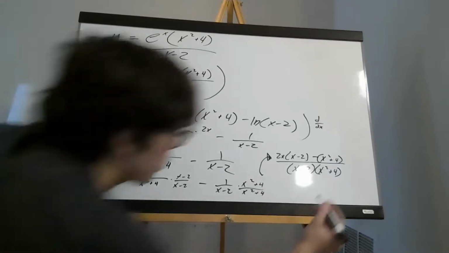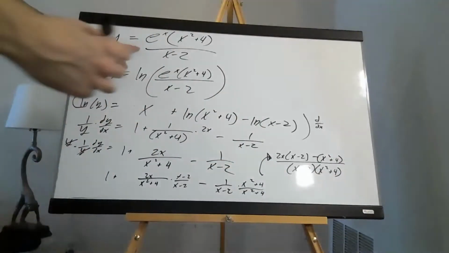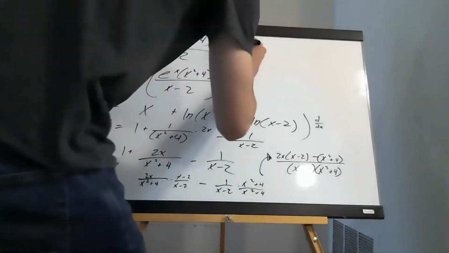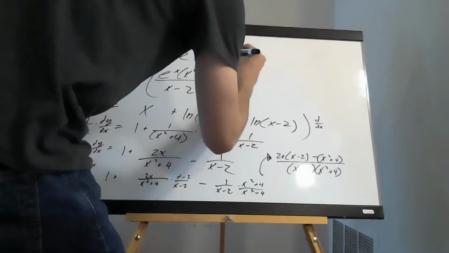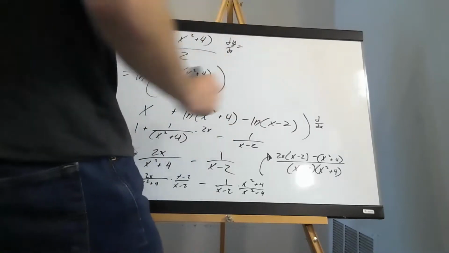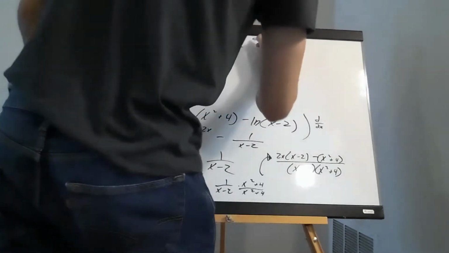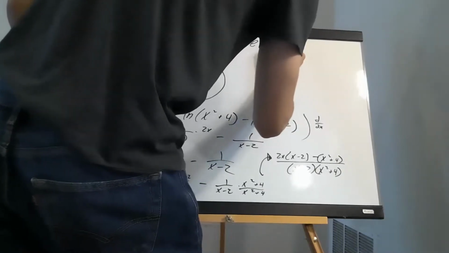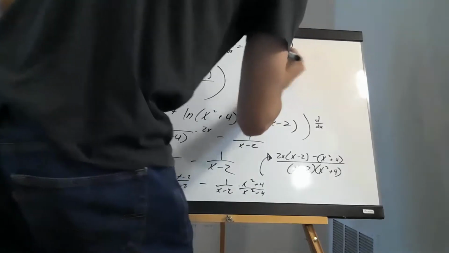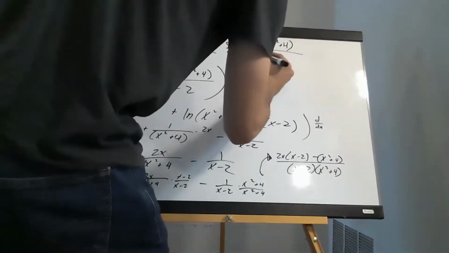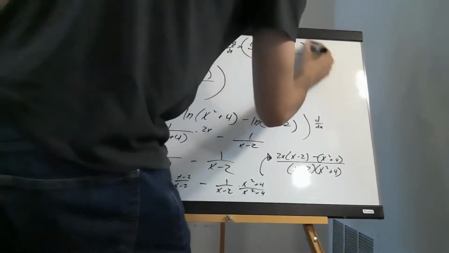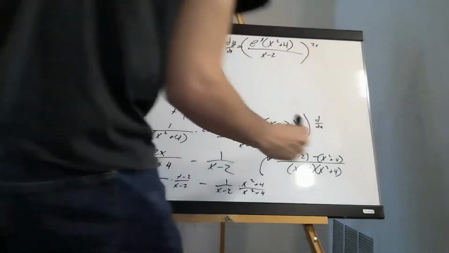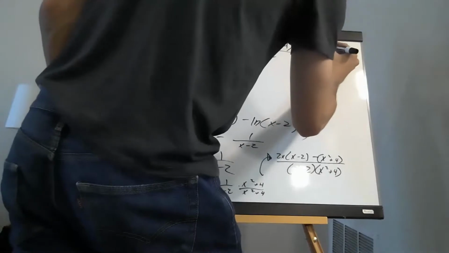dx. So now we multiply this by y, but we have to put it in terms of x. So our final answer, dy dx, is equal to, you can feel free to simplify if this is going to hurt your soul, but I'm just going to write it as is. E to the x times x squared plus 4 over x minus 2 times 2x times x minus 2.